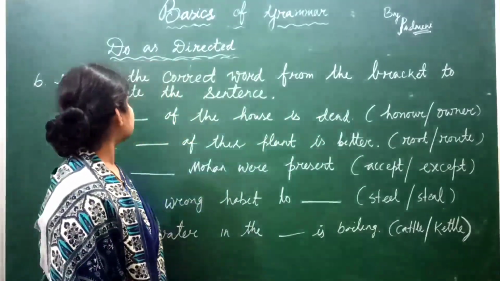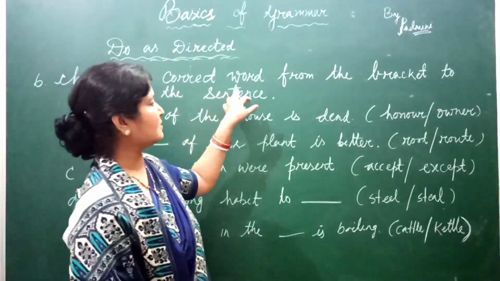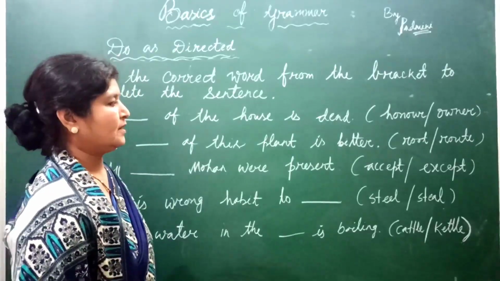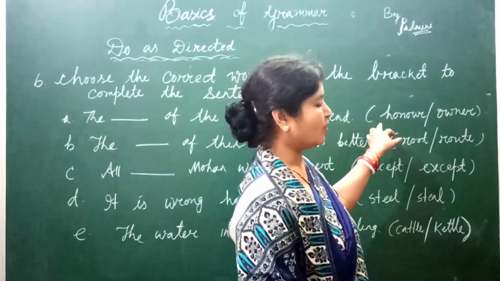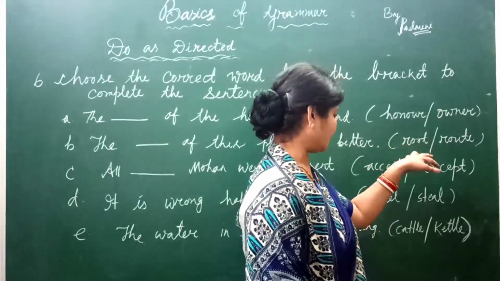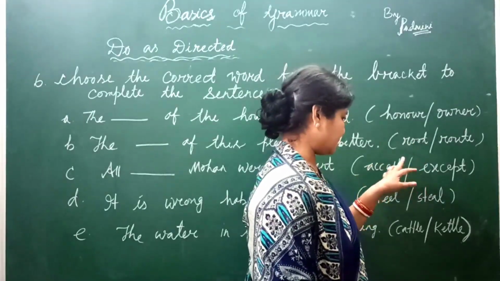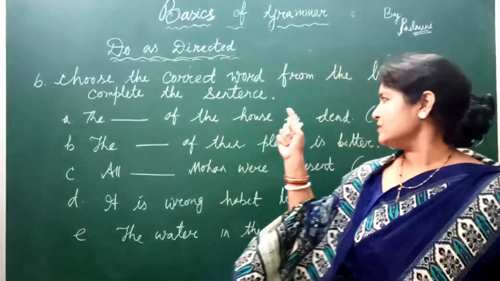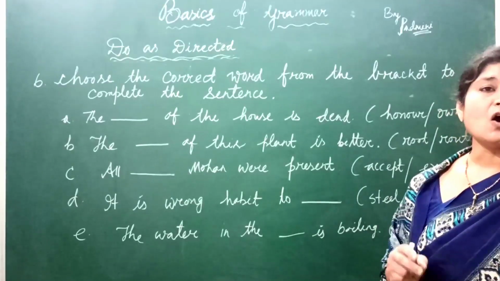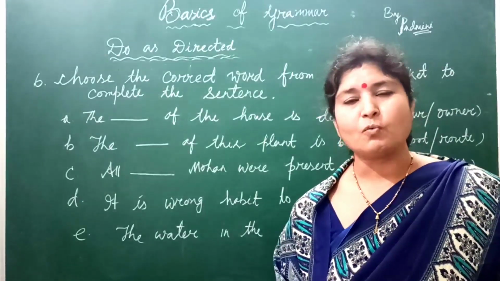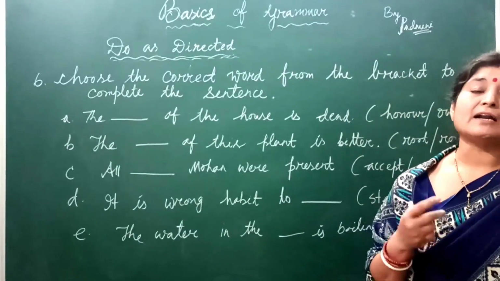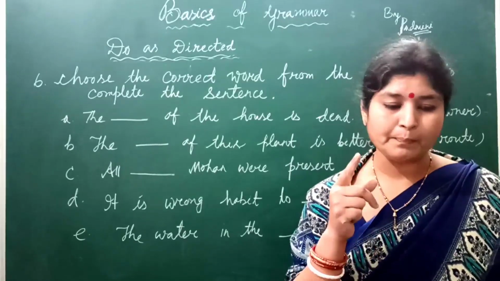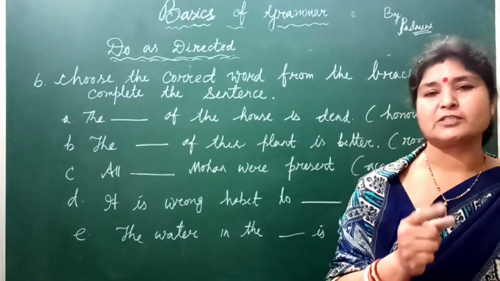Okay. Next, choose the correct word from the bracket to complete the sentence. So in the bracket we can find owner, root, accept, steal, cattle. So what are these? These are known as the homophones. So my dear students, what are homophones? Homophones are words having similar sound, but they have different meanings and different spelling.